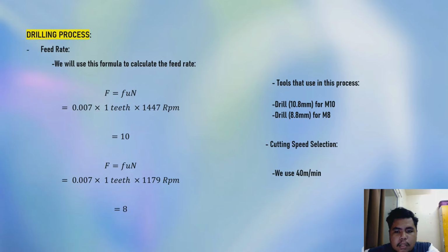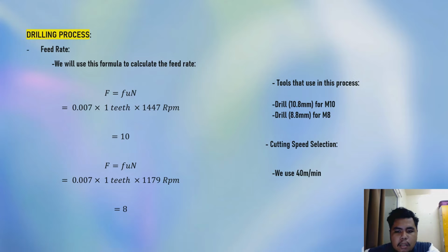For the drilling process, since we have two different holes that we need to drill, we first drill 10.8 millimeter for M10, and also drill 8.8 millimeter for M8.